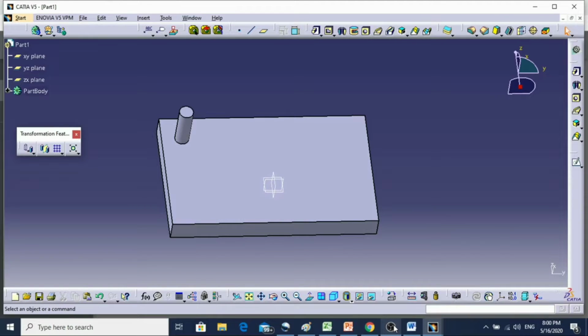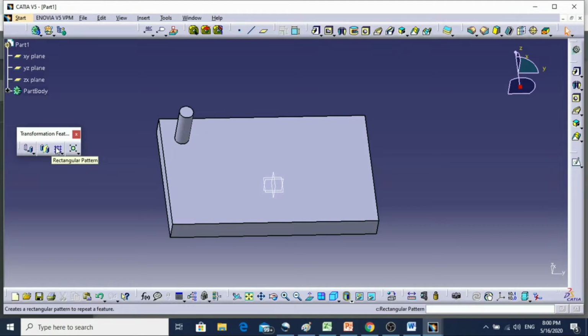In this video we'll learn about the transformation features. I have taken a simple model here, this solid, and this is a second part which is joined with this. These are the transformation features. If you open this, this is translation, this is rotation, this is symmetry, this is axis to axis. And if you see this one, this is mirroring. And this is pattern.